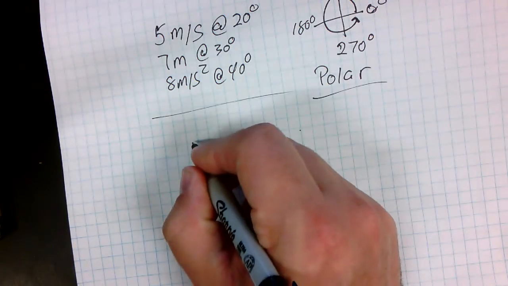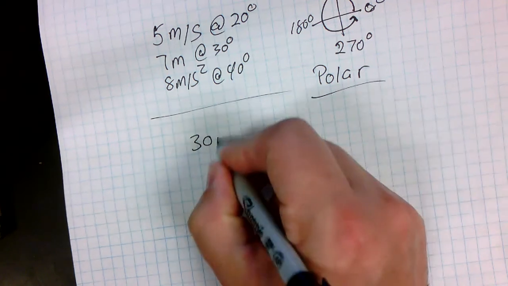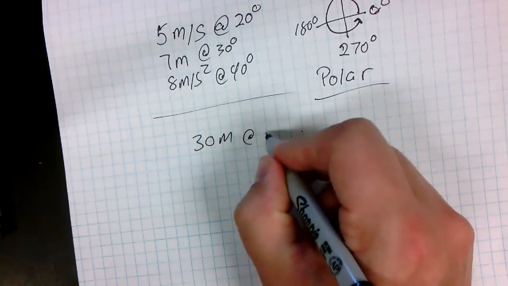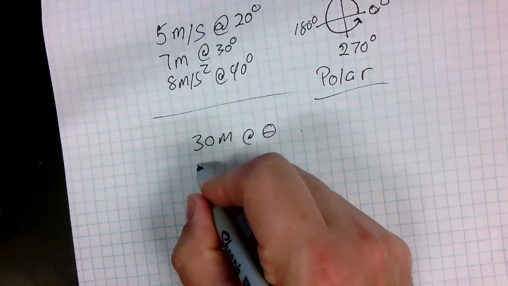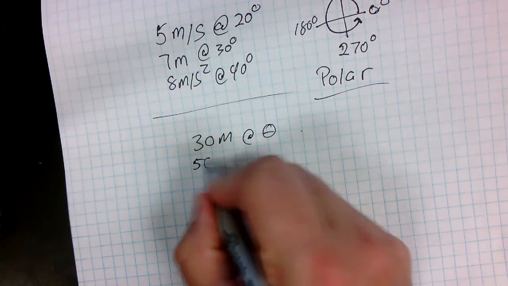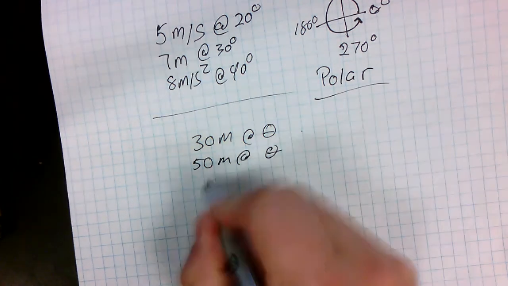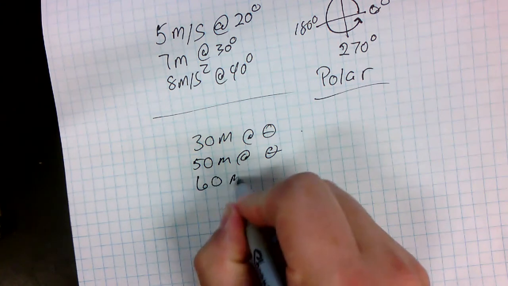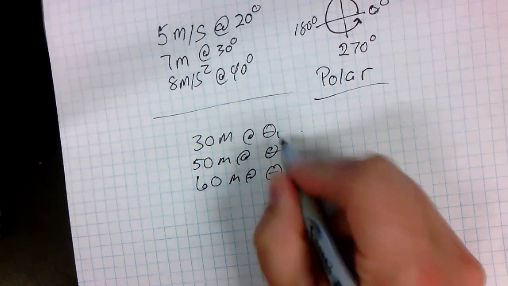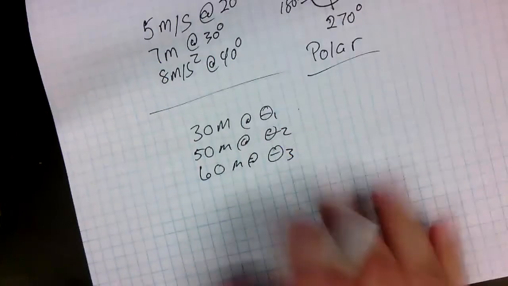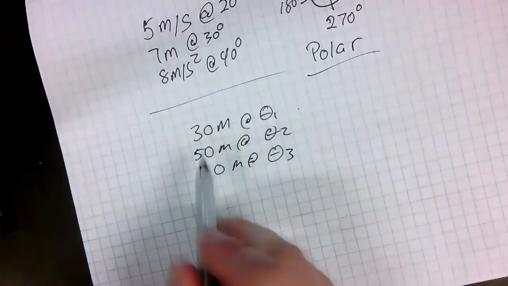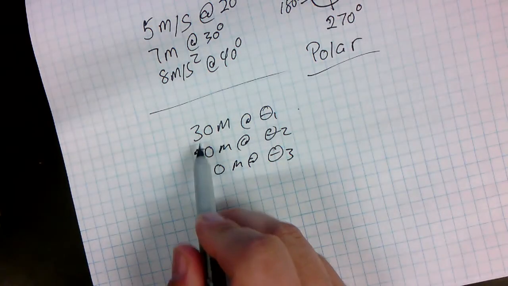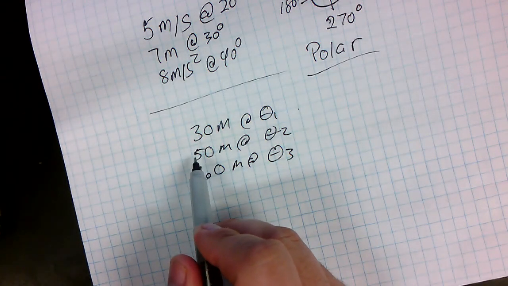But let's say I have different vectors. Let's say I have the vector 30 meters at an angle, and then I have another vector that's 50 meters at an angle, and I have another vector that's 60 meters at an angle. It's angle 1, angle 2, angle 3. Don't worry about the angles. They aren't going to change, but I can't draw a 30-meter line on my paper. A 30-meter line is pretty long. So what do I need to do? I need to scale it.